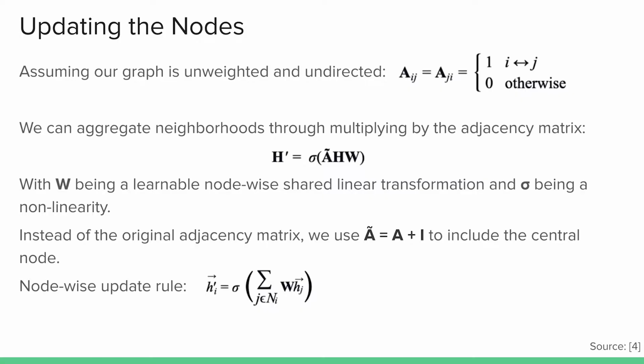It's kind of a self-link, if you will. So this is important. If your graph doesn't have self-links, you would have to add this identity. Otherwise, you would lose the information that is currently stored in the node itself. You can reformulate this update rule per node, and then it would look like this.